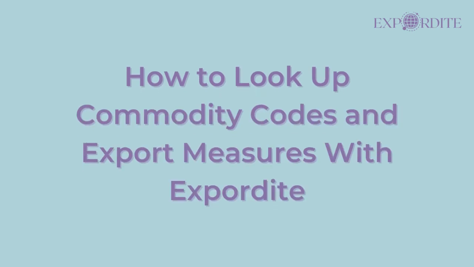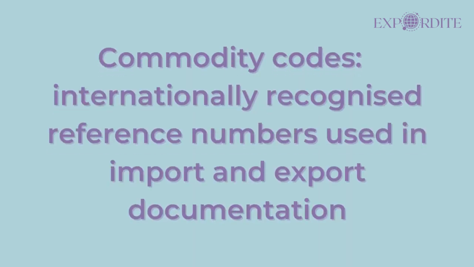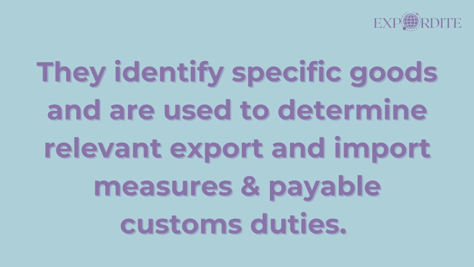In this video, you will learn how to use Expedite software to look up commodity codes and UK's relevant export measures. Commodity codes, or HS codes, are internationally recognized reference numbers used in import and export documentation. They identify specific goods and are used to determine relevant export and import measures and payable customs duties.